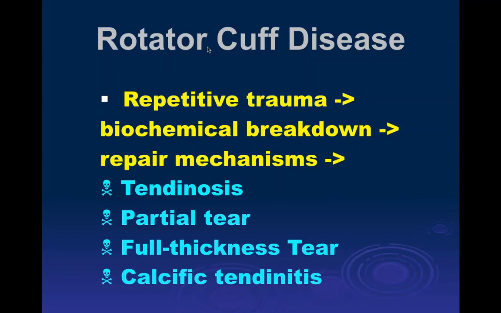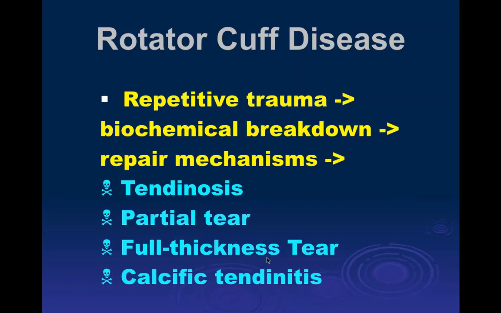What happens here, and this is true of a lot of injury of the soft tissues and typical of overuse injuries throughout all sports, is you get repetitive trauma, you start getting a biochemical breakdown of the soft tissue fibers, especially collagen. The repair mechanisms kick in, but this leads to tendinosis and then partial tear. Then you can get a full thickness tear.